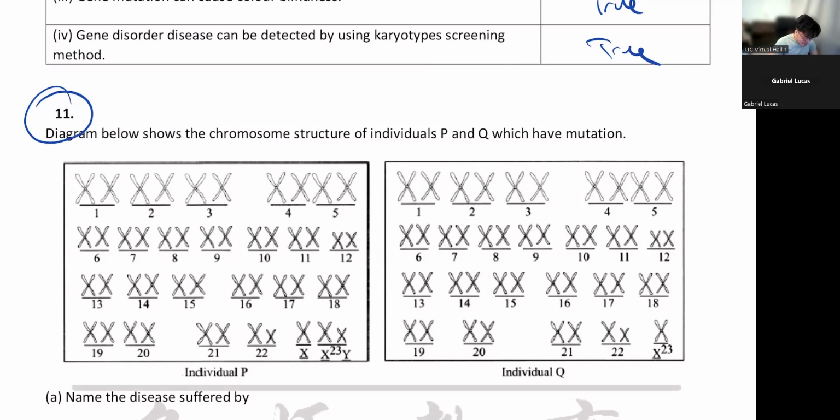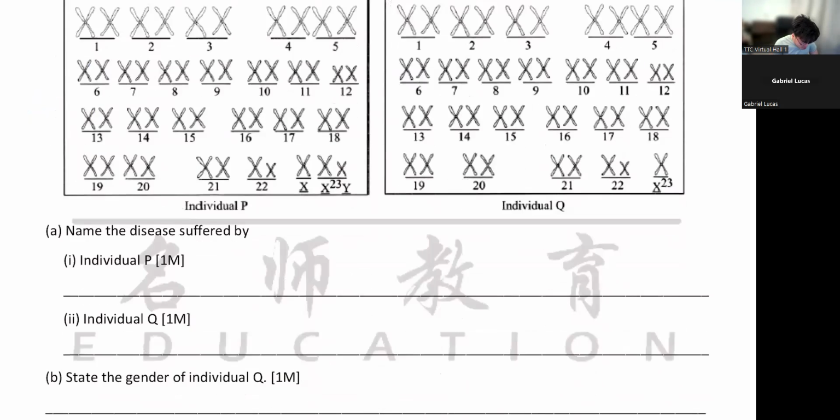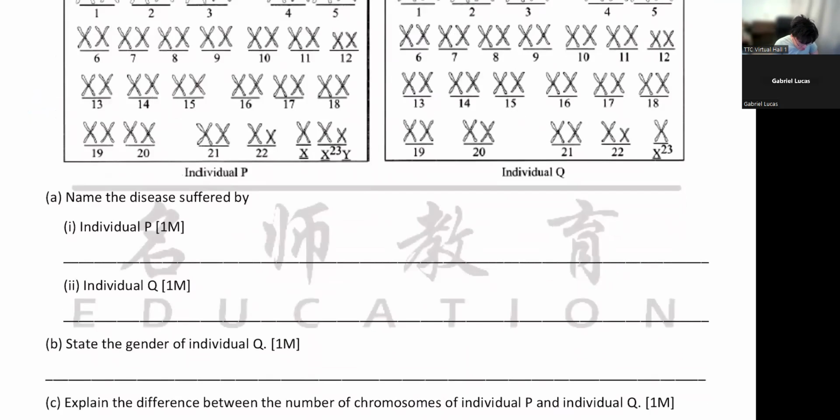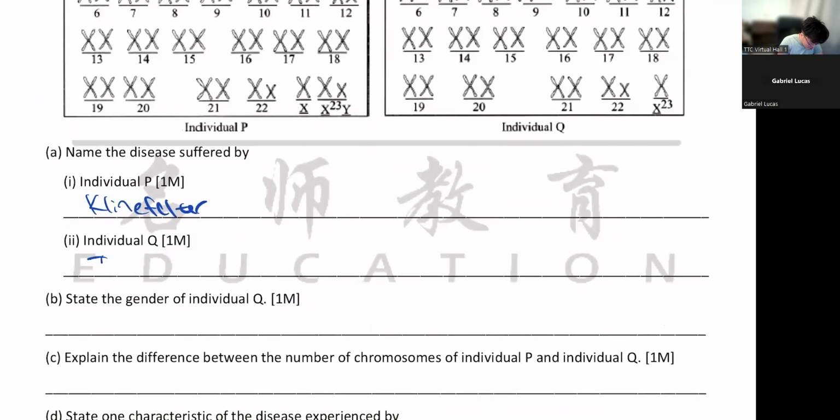Okay, sorry guys, I'm back. So check your answer. Can y'all do this? So can you tell me the answer? What is P and Q? I think I told you the answer just now also, right? What is P and what is Q? Yes, P is Klinefelter. And Q is your Turner.